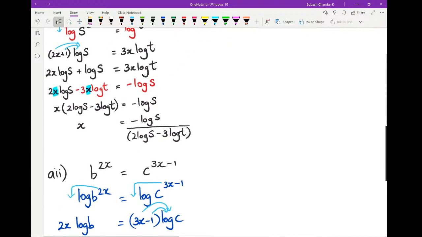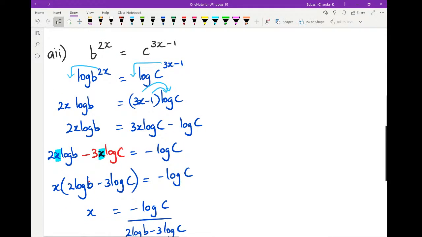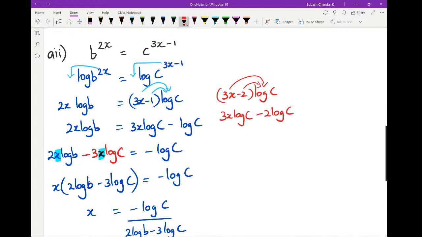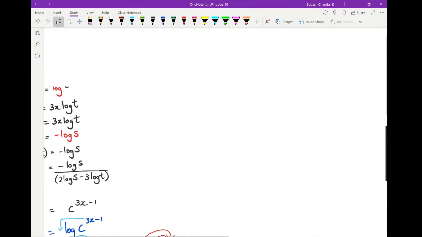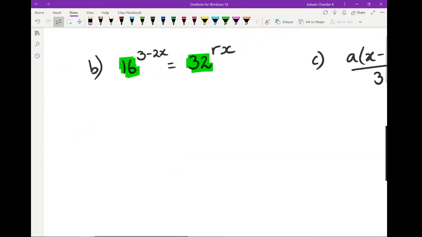How would it look when you expand 3x minus 2? Okay, so Harrison, if it was 3x minus 2 in this case, then it would look like this. So 3x times log c would be 3x log c, and then minus 2 times log c would be minus 2 log c, like that. Is that all right? Cool. So yeah, they pretty much have the same rules as expanding expressions.